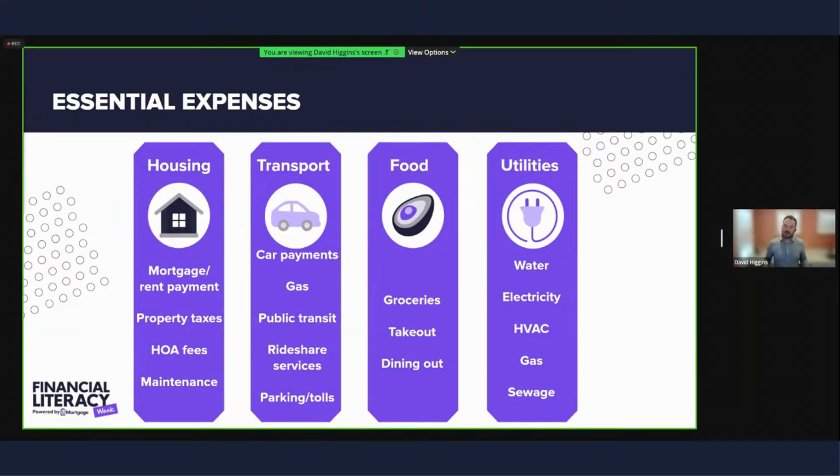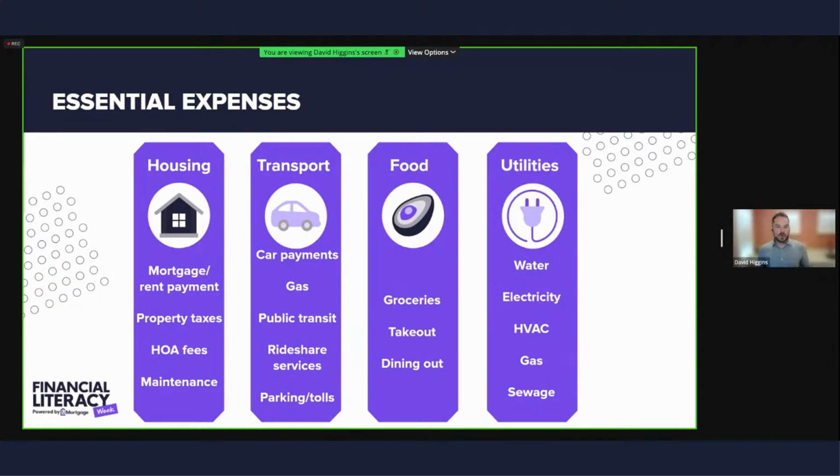Next to that, we have transportation. If you own or lease a car, you're going to have car payments, you're going to have gas, you're going to have parking, you're going to have tolls, maintenance as well. Maintenance, that's one thing that pops up on a lot of people. They don't think to budget for maintenance for their car. That's a big one. If you're a person who doesn't own a car, think about the cost of public transportation, rideshare services. That would go under these sorts of things.